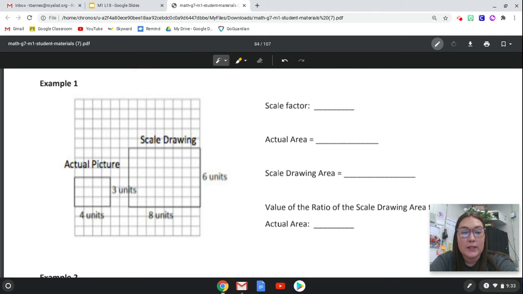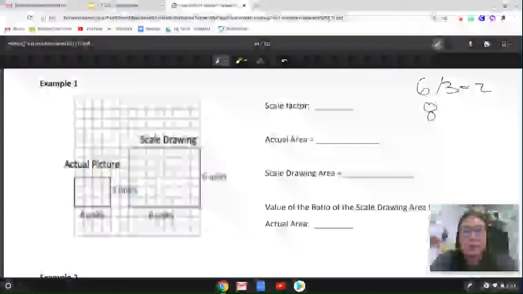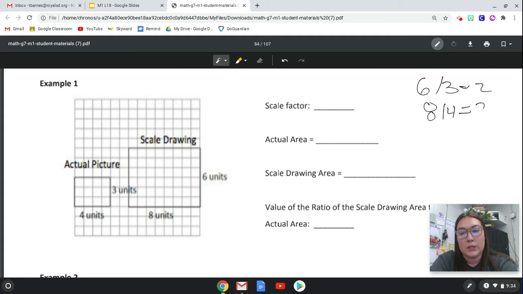So here's example one, and they give us an actual picture in our scale drawing. We need to figure out a couple things. So I'm going to start by figuring out my scale factor. So I'm going to divide 6 divided by 3 equals 2. And then I'm going to divide 8 over 4 equals 2. And so I see that my scale factor is 2.